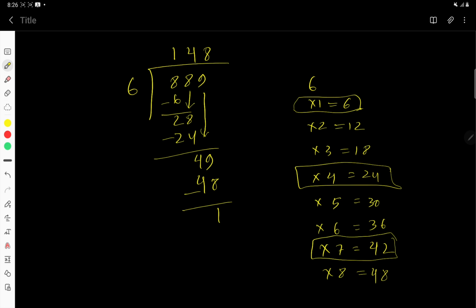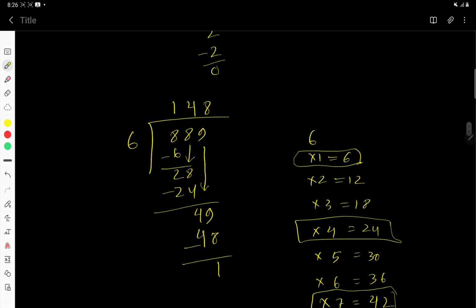So we don't have any more digits. So this 1 is called the remainder. You can write this 1 like this, remainder 1. That is, you can make completely 148 groups, but you will have an extra 1 member. So this is a division problem with remainder.